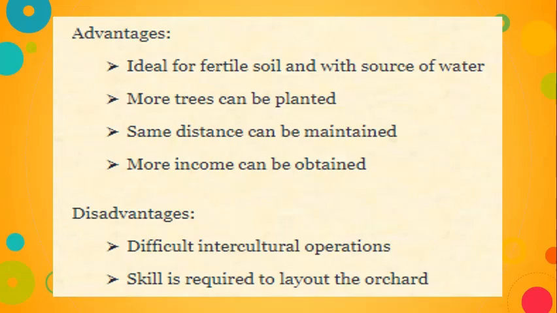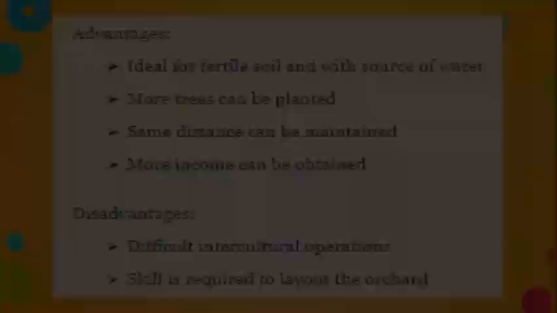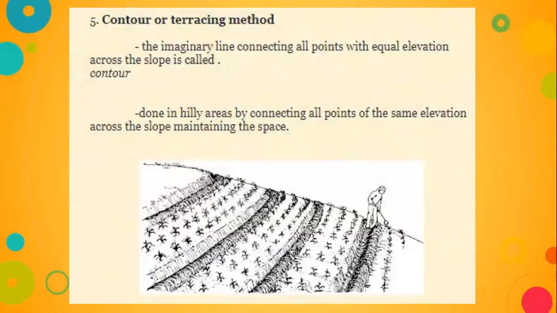And the disadvantages are difficult intercultural operations, and skill is required to lay out the orchard. And for the fifth, you have the contour or terracing method.